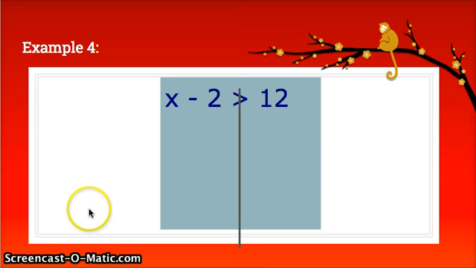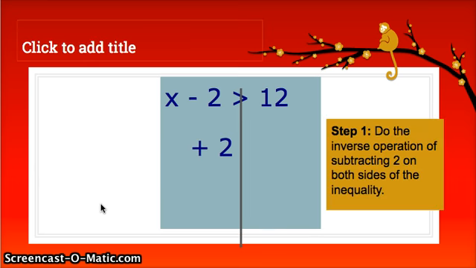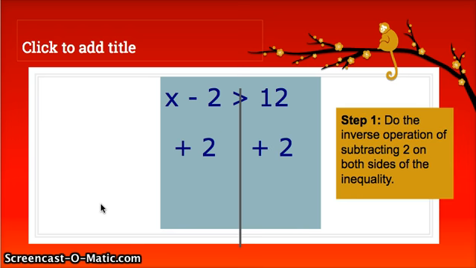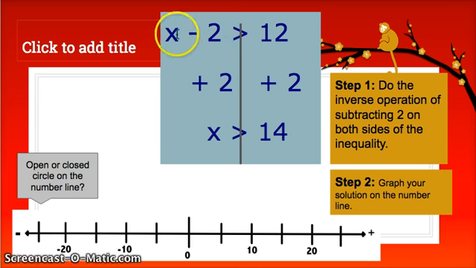So let's look at an example. x minus 2 is greater than 12. We solve these exactly the same way as equations. So again, I think, what is the inverse operation of subtraction? It's addition. So instead of subtracting 2, I add 2. And what I do to one side, I must do to the other. So here, minus 2 and plus 2 cancel out, and I have x by itself on the left-hand side. And on the right-hand side, 12 plus 2 is 14. Make sure to bring down the greater than symbol. So my solution is x is greater than 14. That means that it's all the numbers greater than 14.